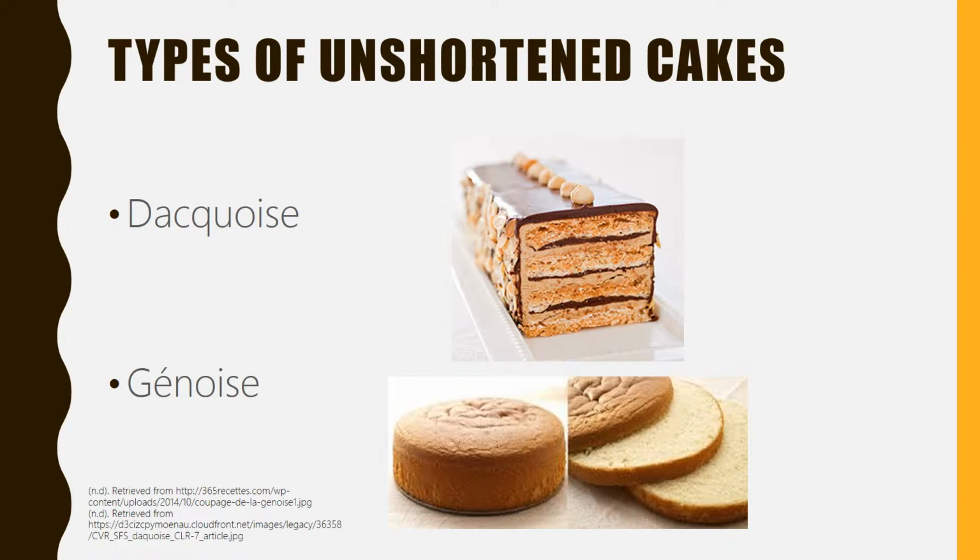Dacquoise is a French cake that consists of alternating layers of meringue and buttercream. Ground nuts are usually added to the meringue, and sometimes whipped cream may replace the buttercream.